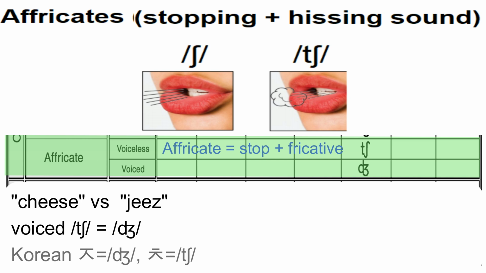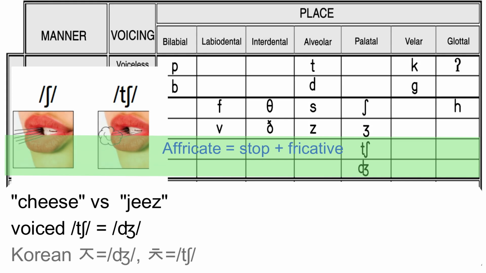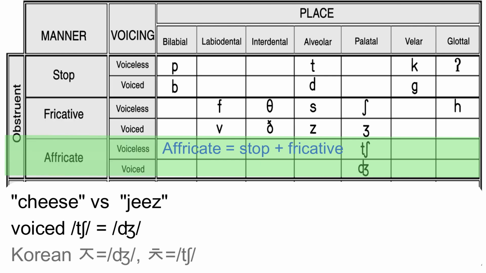Try to say the word cheese. You should notice that your tongue is in the position to make a ta sound, but instead of releasing the air entirely quickly, you release it only partially and turn it into a fricative, thus resulting in the sound ch.